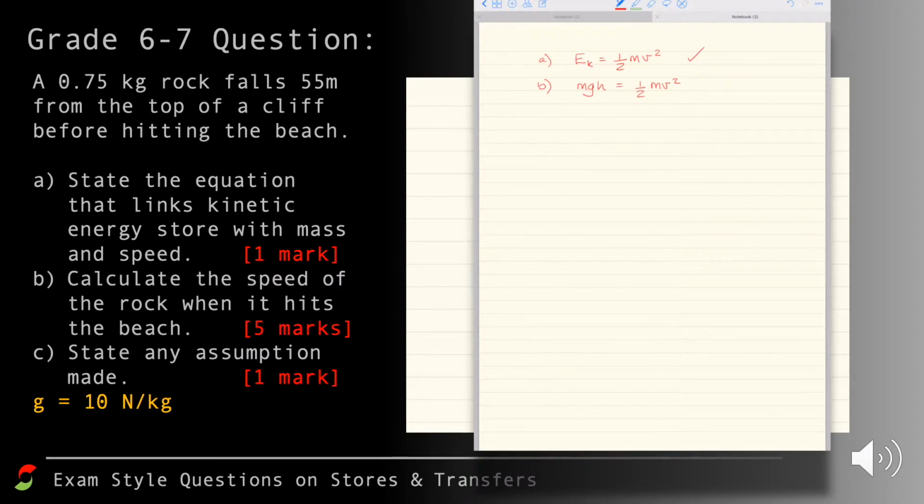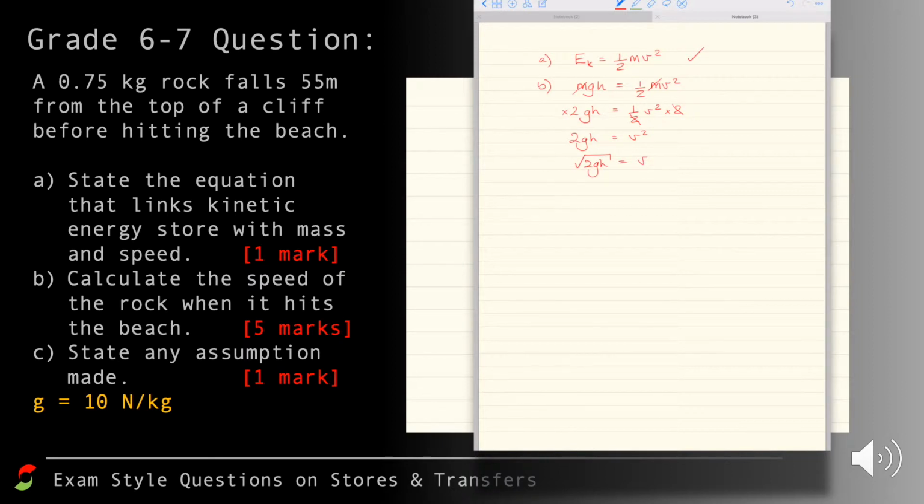The first thing that we can do is notice that the masses cancel. That leaves us with gh equals half v squared. Let's multiply both sides by 2, so we can cancel out the half and the 2 on the right hand side. That leaves us with 2gh equals v squared. And now if we square root both sides, we get root 2gh is equal to the velocity.